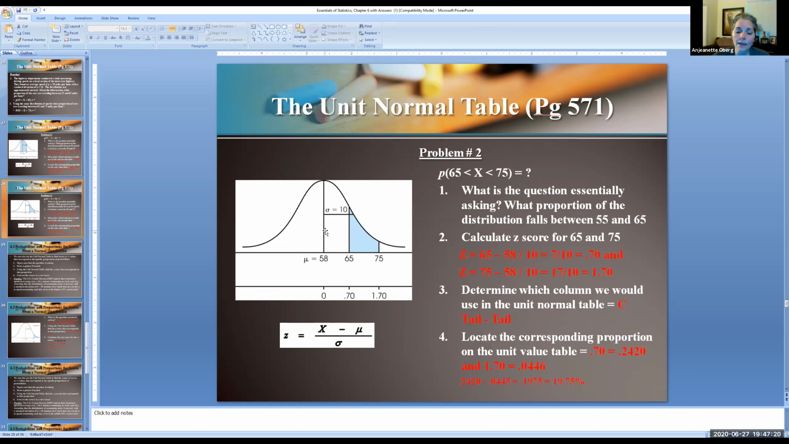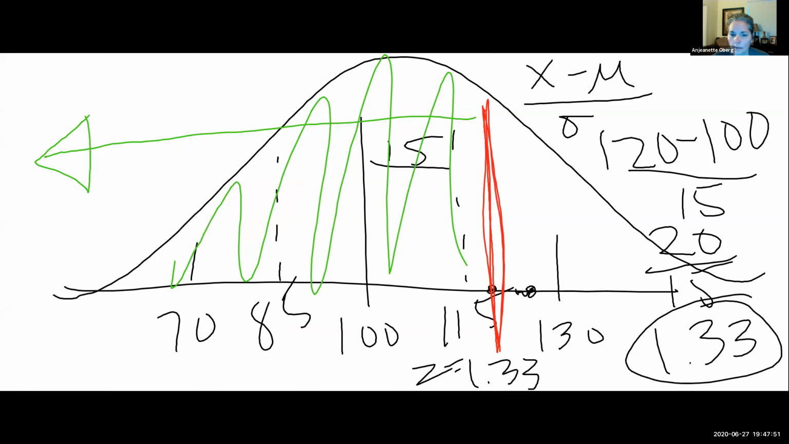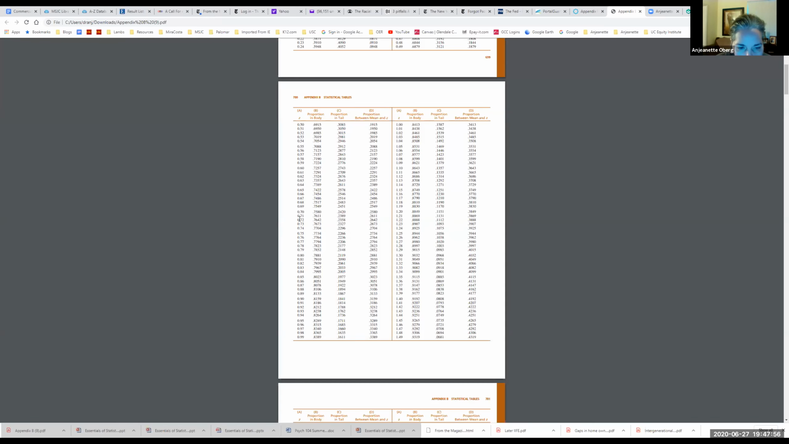And we can see that we can subtract this one from this one, and that's a great way to do it, right? So the percentage of scores between the mean and 75, or 1.70 z-score, minus the distance between the mean and 65, or 0.70 z-score. So we first need to find those probabilities of 0.70 and 1.70. Oops, wrong one, sorry. So 0.70 is 0.2580.